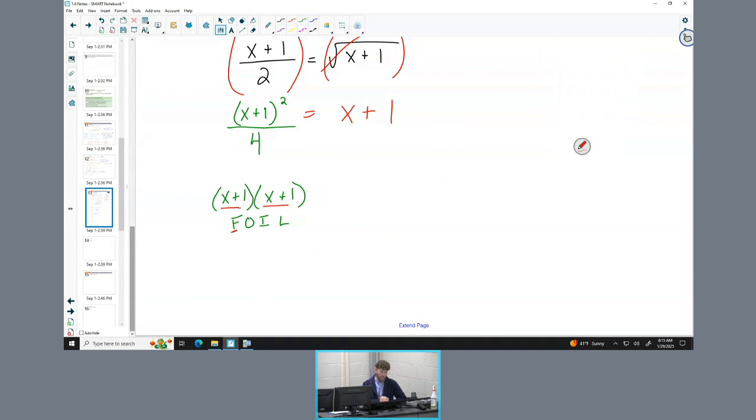FOIL stands for first. You multiply the first terms together. That's x and x, right? So that's x squared. Then this means the outer, right? That's x times 1. So that's 1x. And then the inner, right? That's 1 times x. So plus x. And then the last, that's 1 times 1, which is 1. Now I can kind of combine that a little bit, simplify it further, and I got x squared plus 2x plus 1. It's still divided by 4, and it still equals x plus 1.